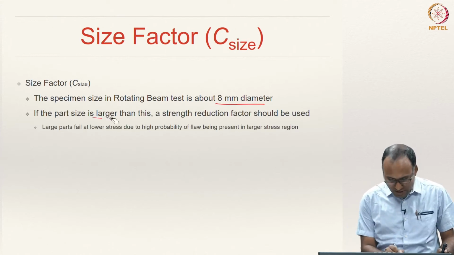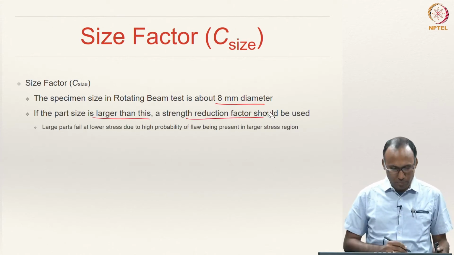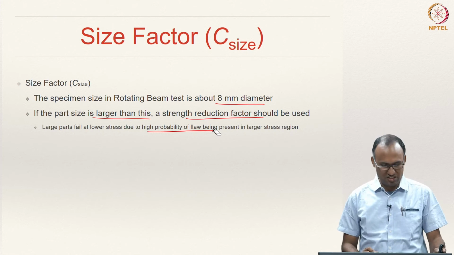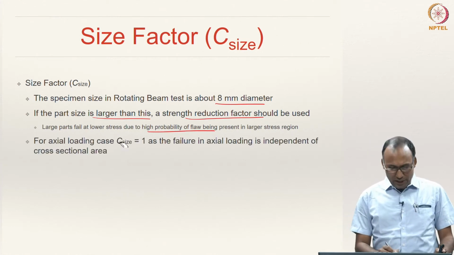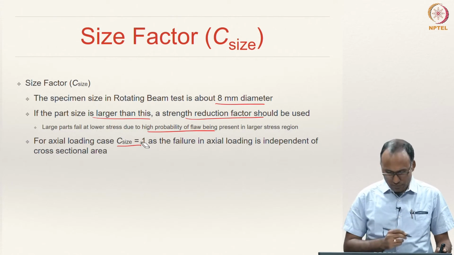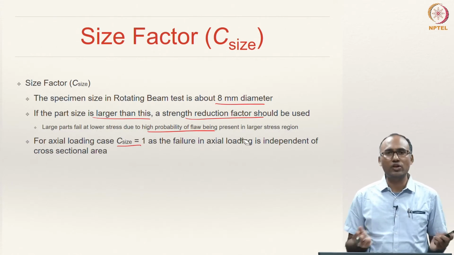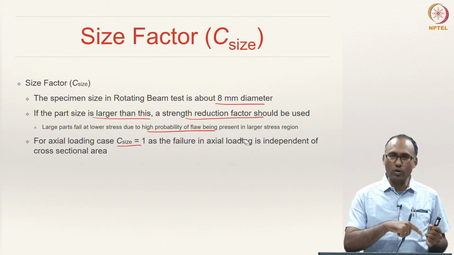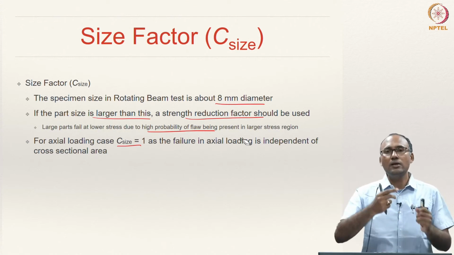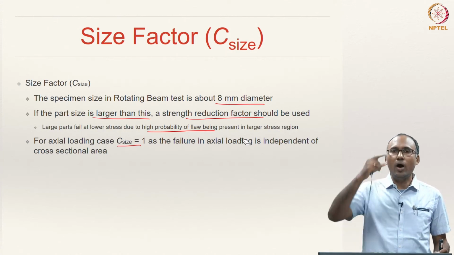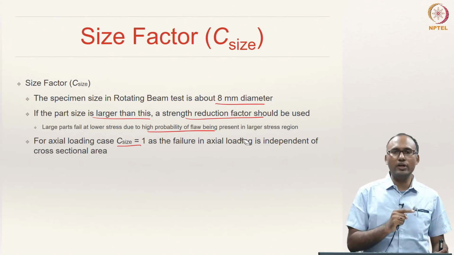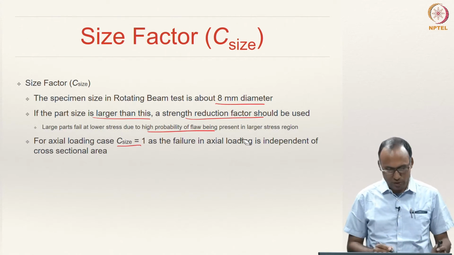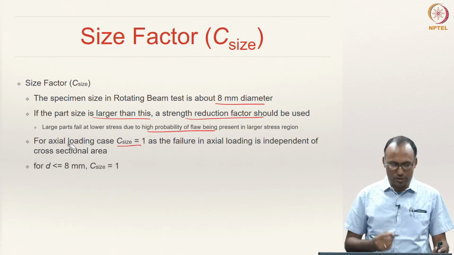If the part size is larger than this, a strength reduction factor should be used, because large parts fail at lower stress due to the high probability of a flaw being present in the larger stressed region. For an axial loading case, C size equal to 1, as the failure in axial loading is independent of the cross sectional area, because you are already taking into account the effect of axial loading in C load, and now, independent of the cross sectional area, everywhere you will have the same stress. So, that is already taken into account in the C load scenario, and hence when you have an axial load, your C size will be 1, it need not be taken into consideration. Only when you have bending or other loads you need to be worried.